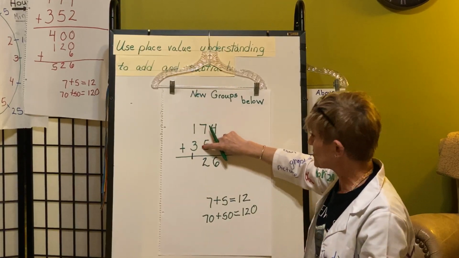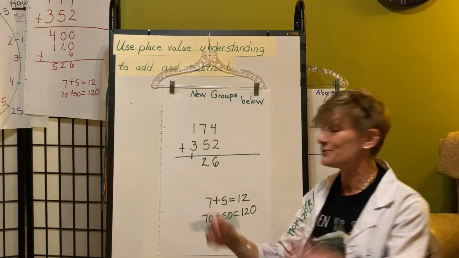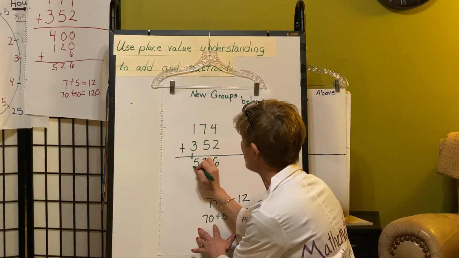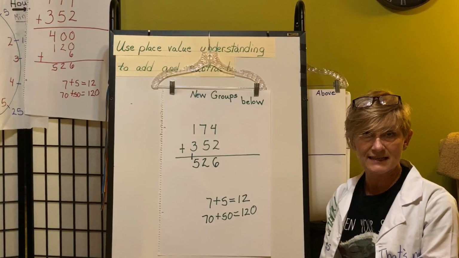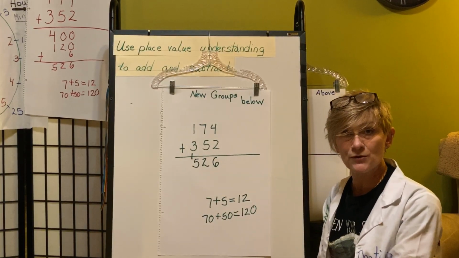100 plus 300 plus another 100. You said it, 526. That's the new groups below. How many of you are getting that at home?